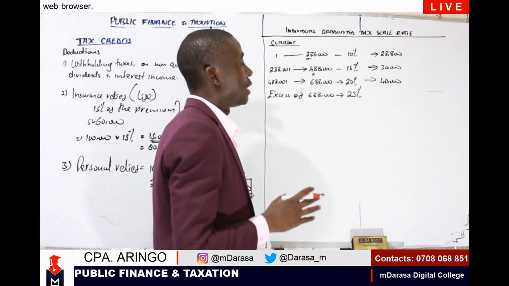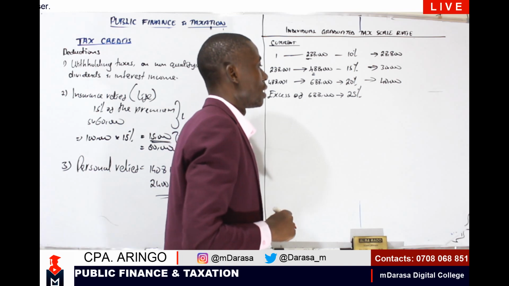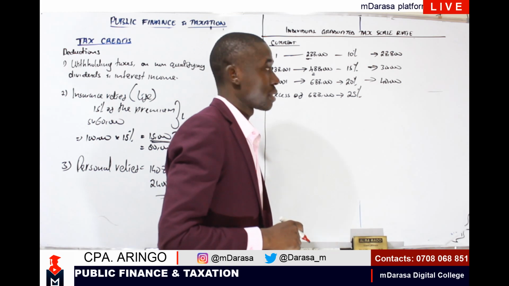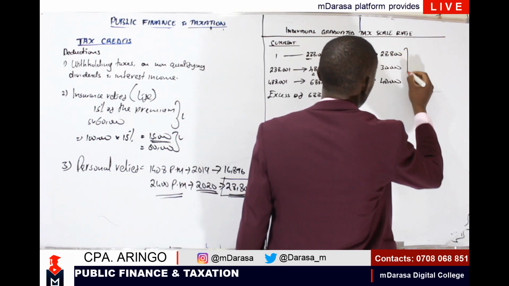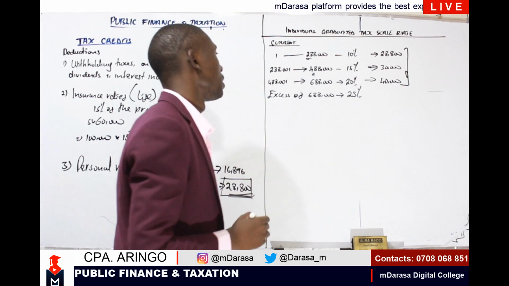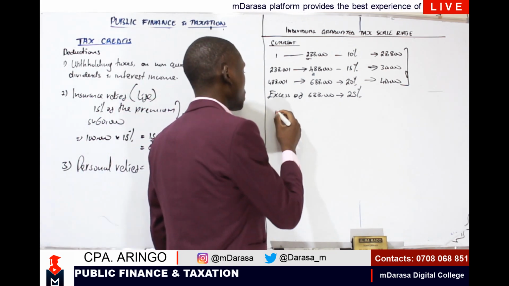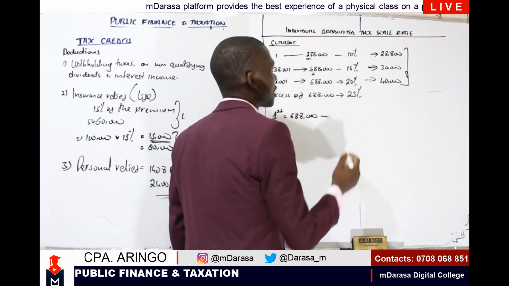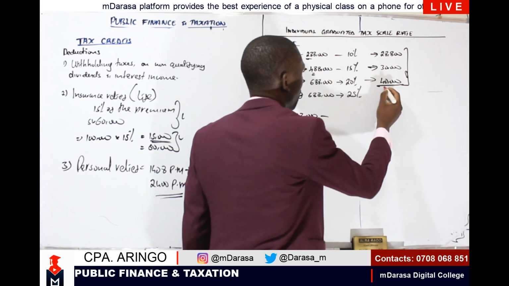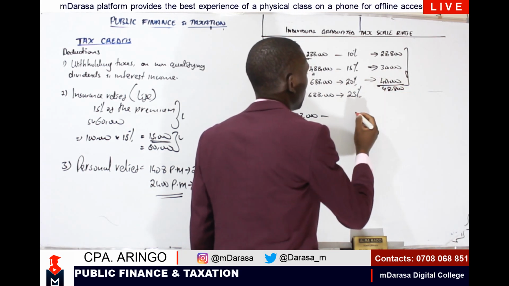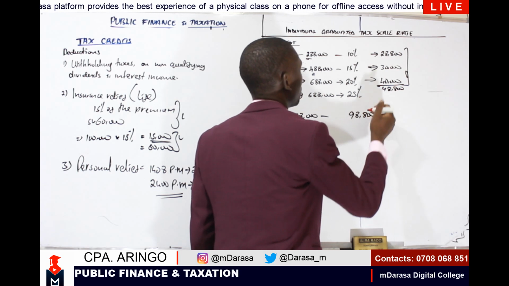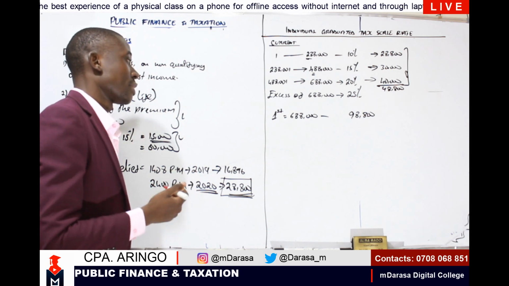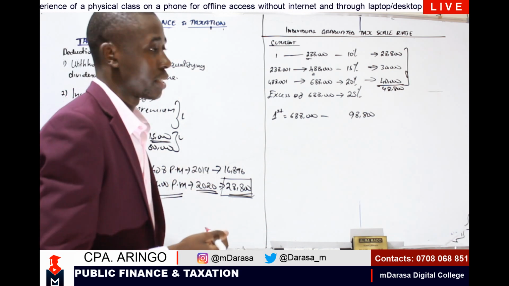So any amount in excess of 608,000 is going to be taxed at the rate of 25%. Meaning that we can clearly agree that for the first 688,000, the taxable amount will be how much? 98,800, right? If we sum it up, 28,800, 30,000, and 40,000. So I'm talking of 98,800. The first 688,000 is 98,800.